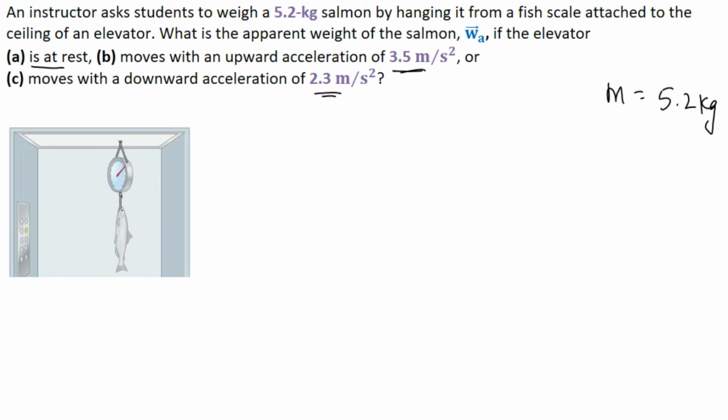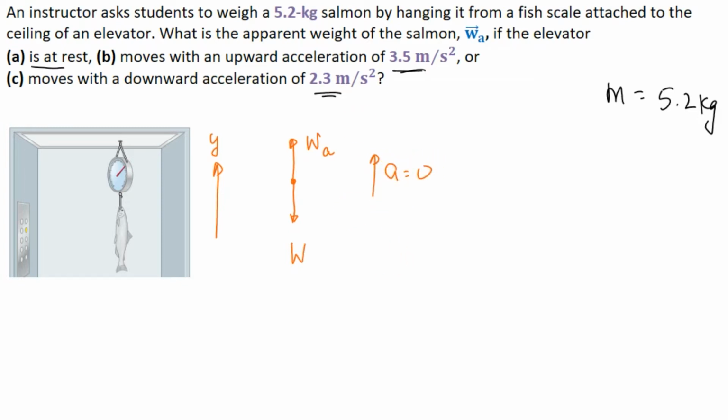So first, I'm going to draw the free body diagram. We're going to assume the fish to be a point mass like this. Now the weight force, W, the gravity force, is acting vertically downward. Apparent weight, Wa, is in the upward direction, and this direction we are taking to be positive, y. Now initially the acceleration is 0 because the elevator is at rest. So a equals 0.